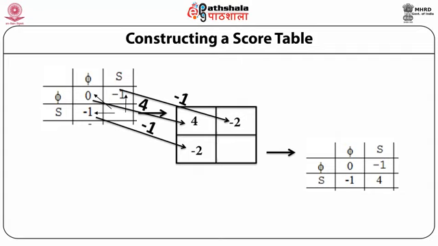Now we have arrived at 3 numbers for the current cell. 2 numbers are -2 and third number is 4. We'll select the maximum number out of these 3 numbers and place that number in the cell under consideration. Since 4 is the maximum in these 3 numbers, we put a 4 in the empty cell under consideration.